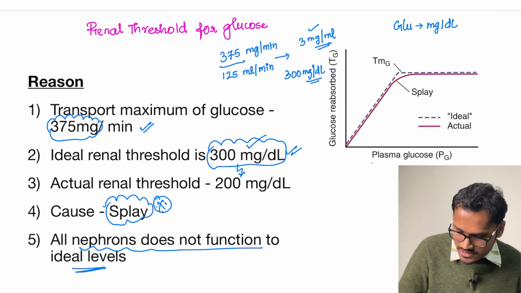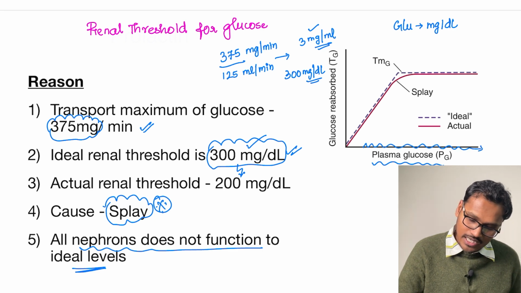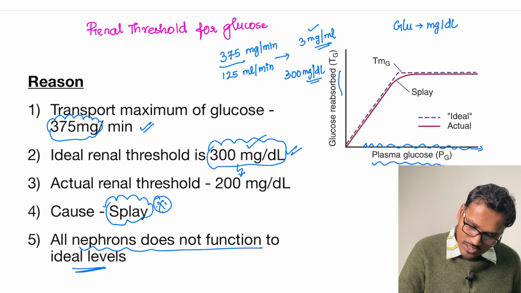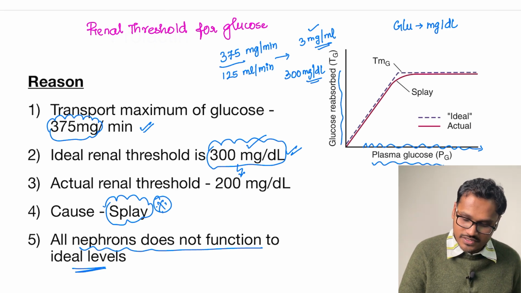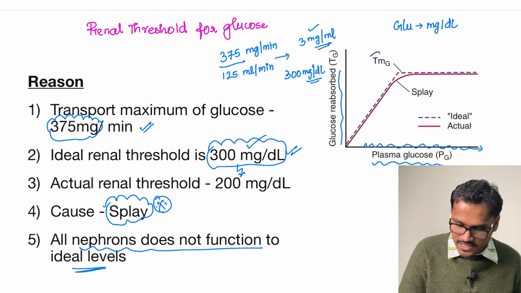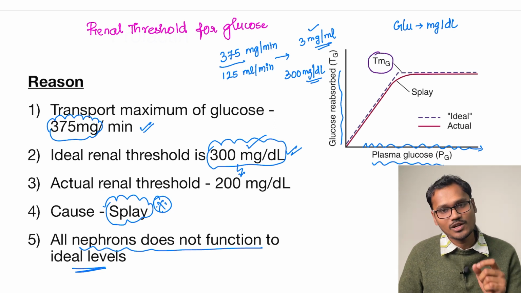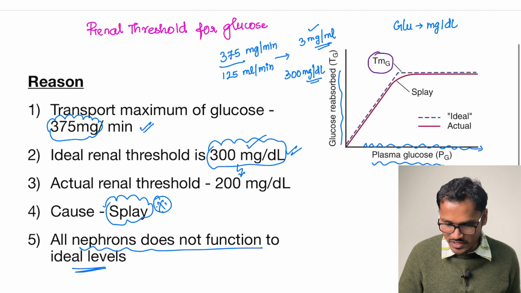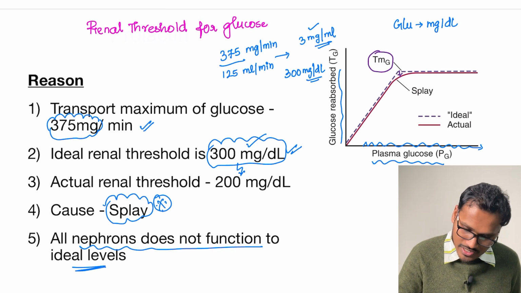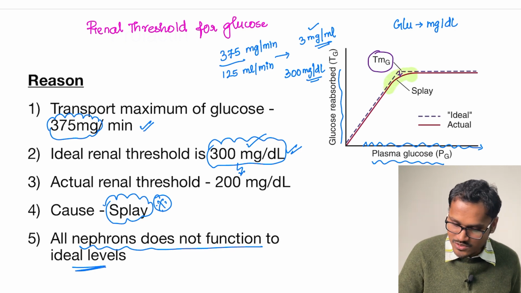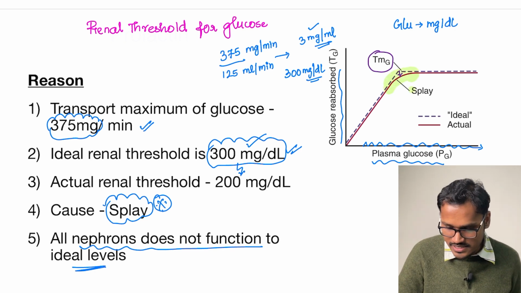As you can see here, they have plotted plasma glucose on the x-axis, and as plasma glucose increases, we can see the glucose reabsorption. They have drawn two curves. The dashed line is the ideal situation, and all of us know the ideal situation is not going to work out anywhere. The actual situation is even below that. This difference between the ideal situation and the actual situation is called splay.